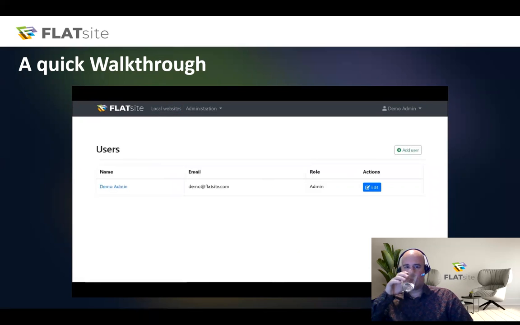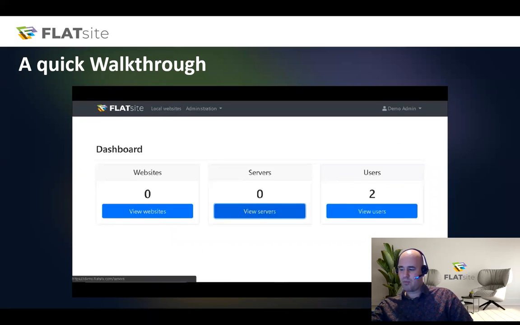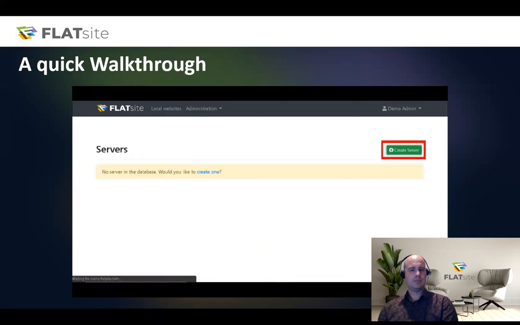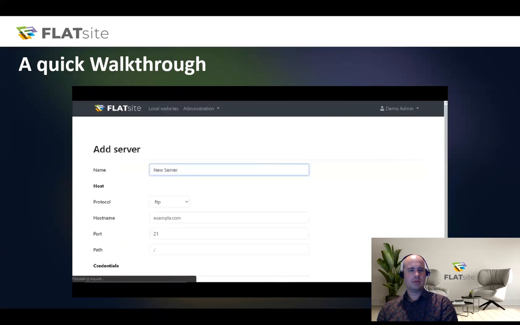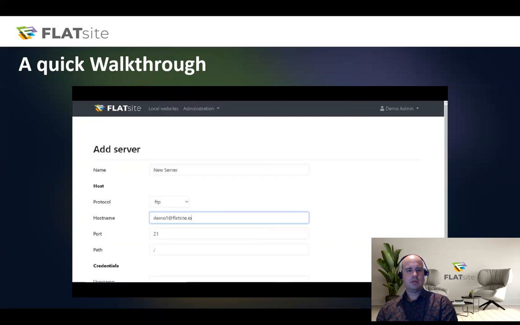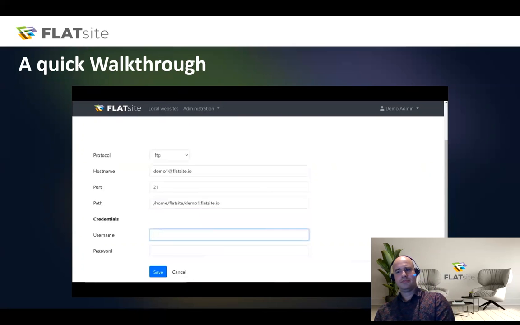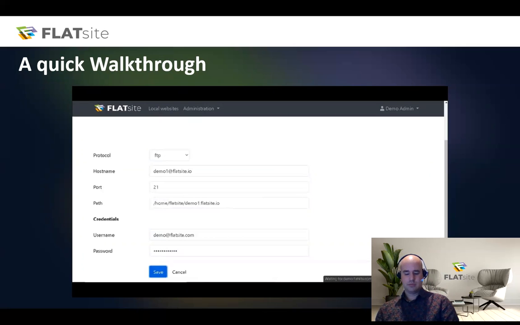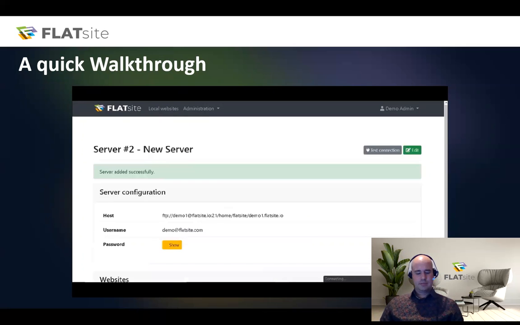Let's start by creating a connection to the external server where the site will be published once finished. Click View Servers. Click Create Server. Then add name, protocol, hostname, port, path. Then enter your credentials. Then click Save. Now you see your server's configuration. You can also test the connection through the Test Connection button.